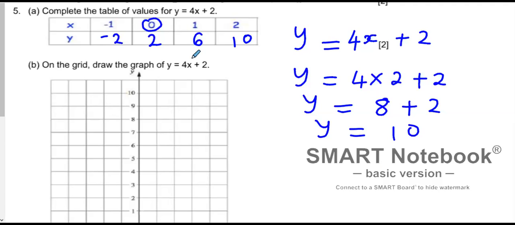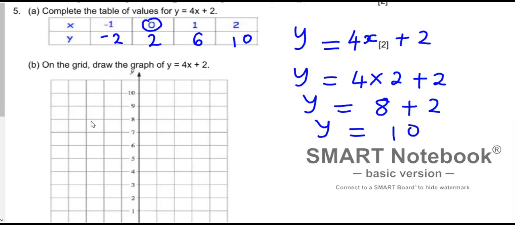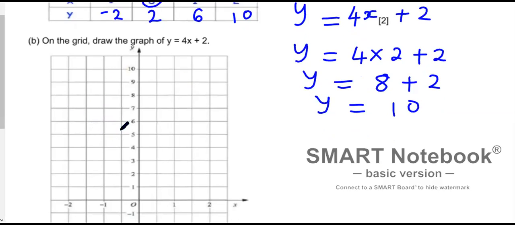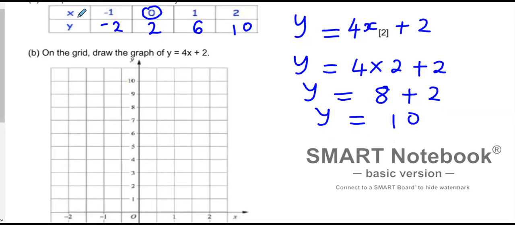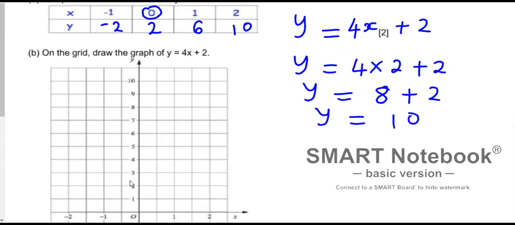All right, so far so good. Next we'll be plotting the coordinates in this table, putting them on a grid or on graph paper. We have x is -1, y is -2. So x is -1, y is -2 would be somewhere there.